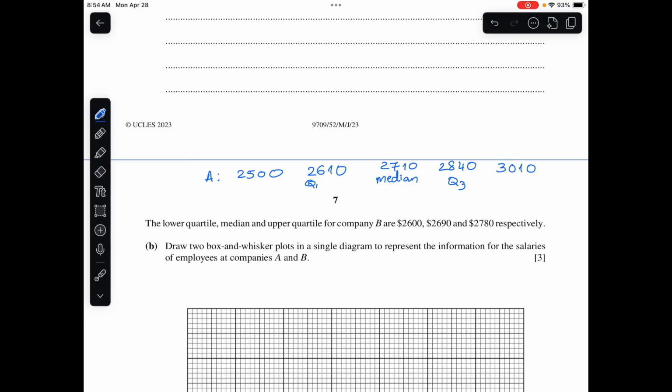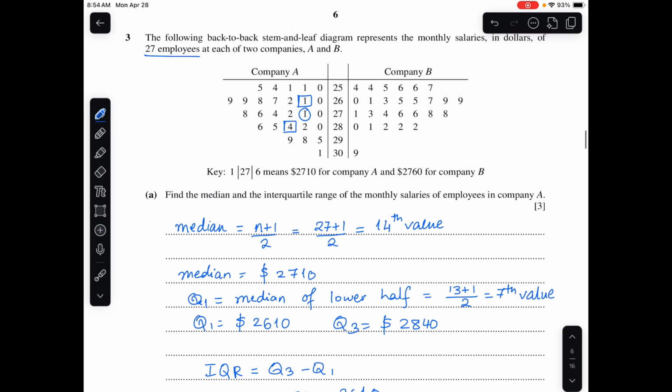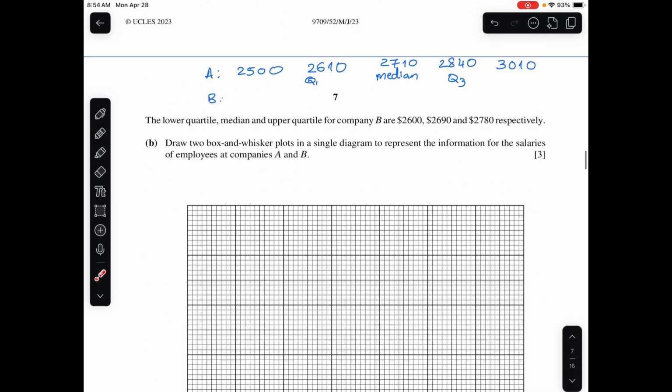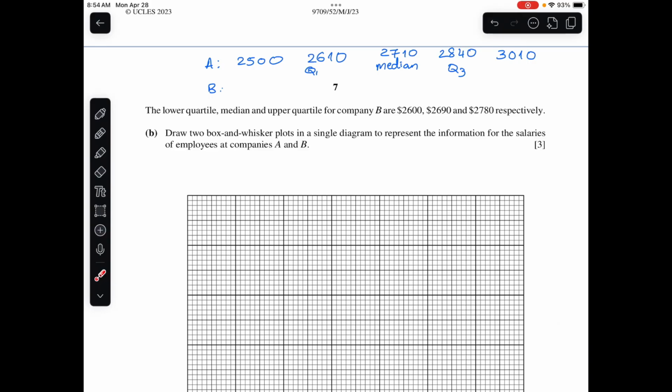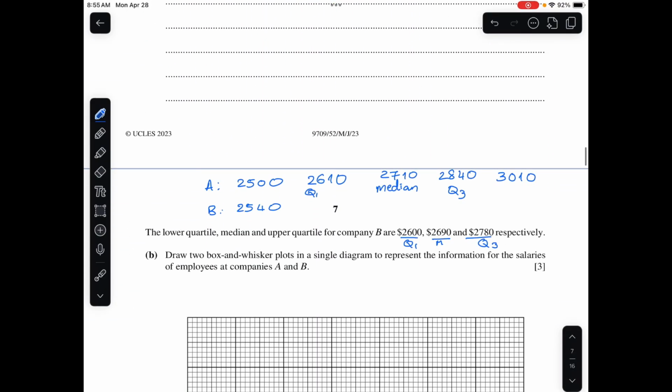Right? So company B, what is the least value? The least value for company B is 2570. Sorry, 2540. Q1 is given to you here. That's the Q1. That's the median. That is the Q3. And the greatest value is the last value. That is 3090.